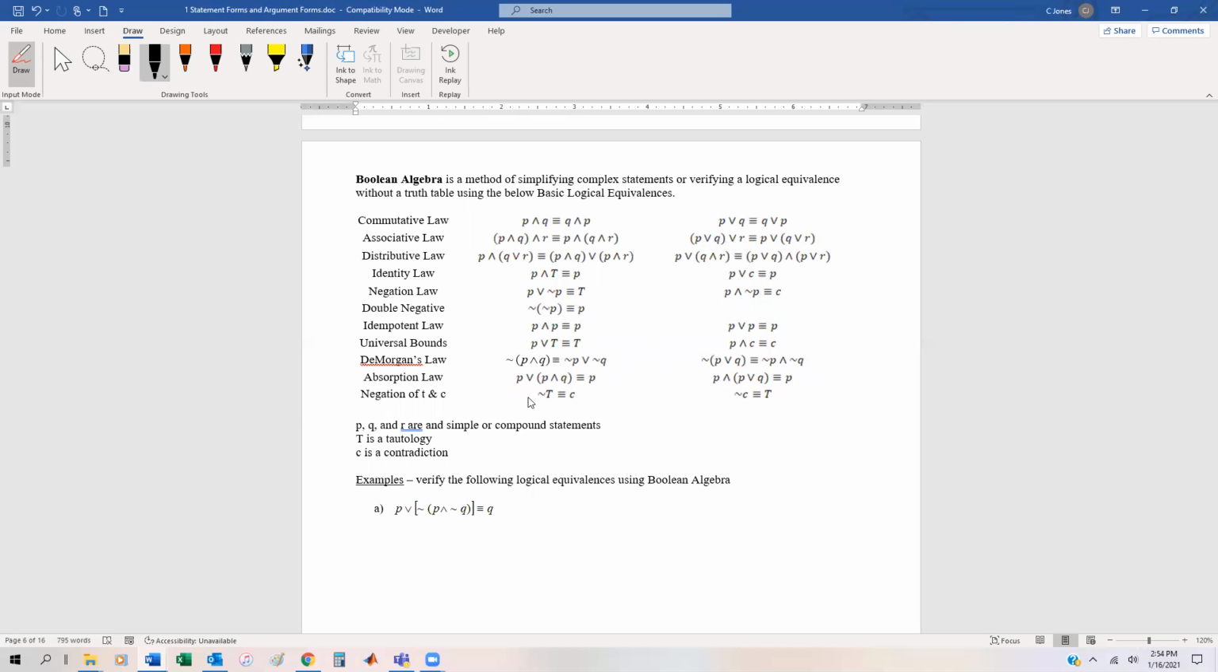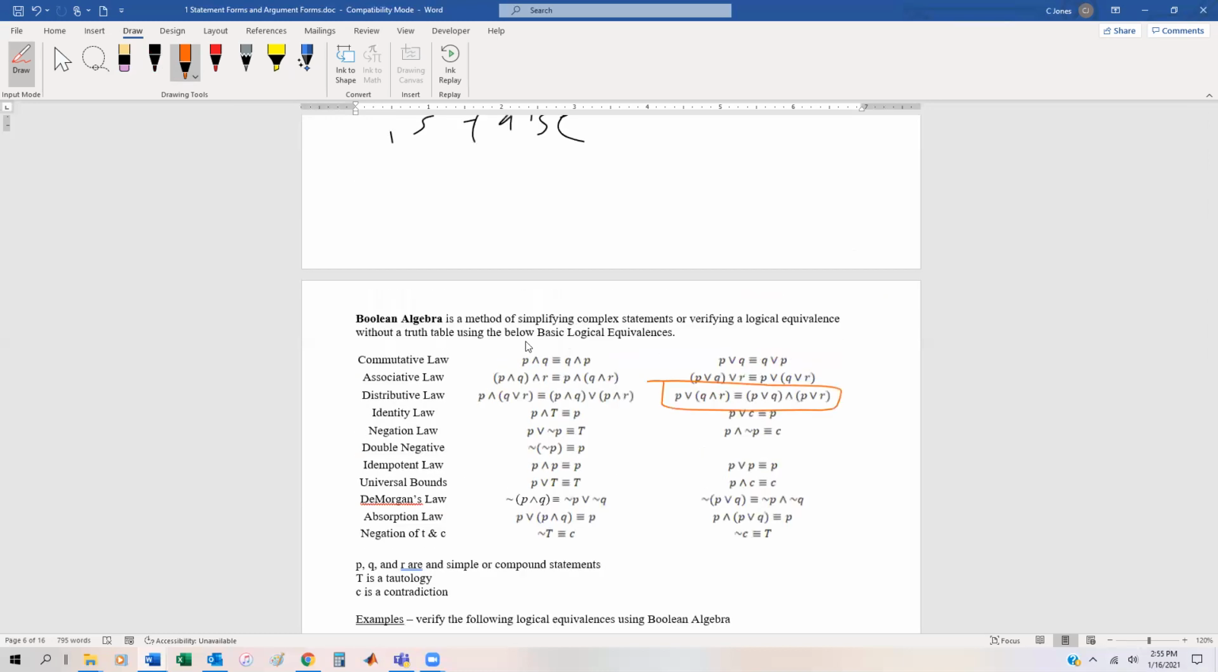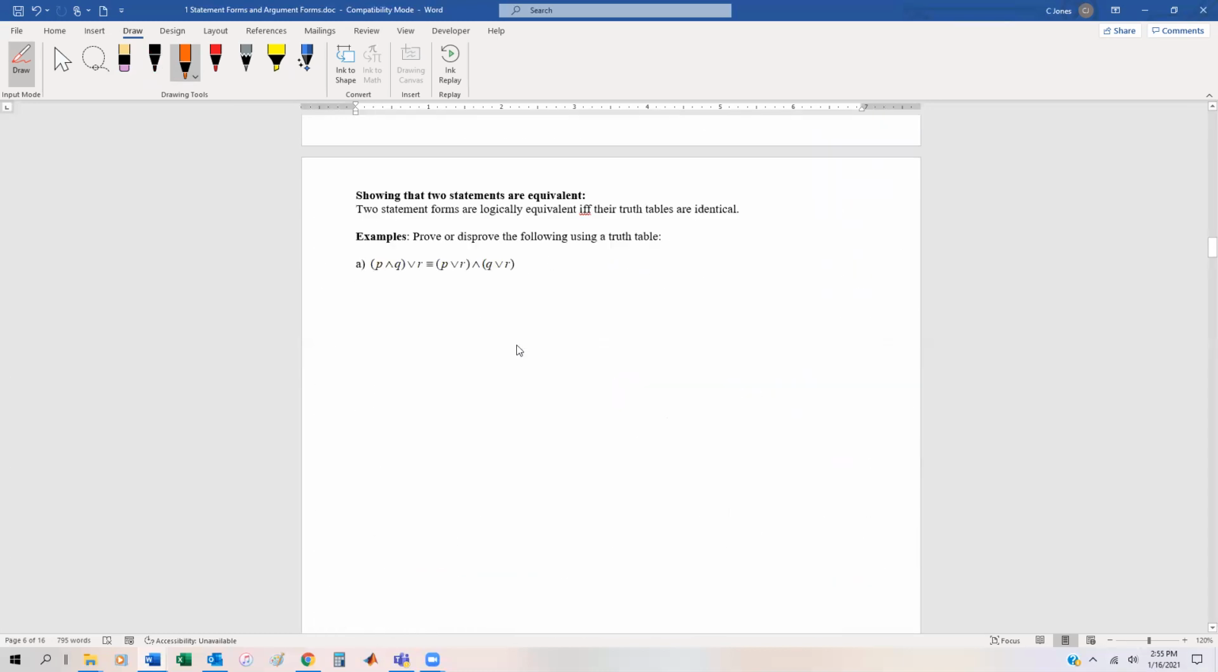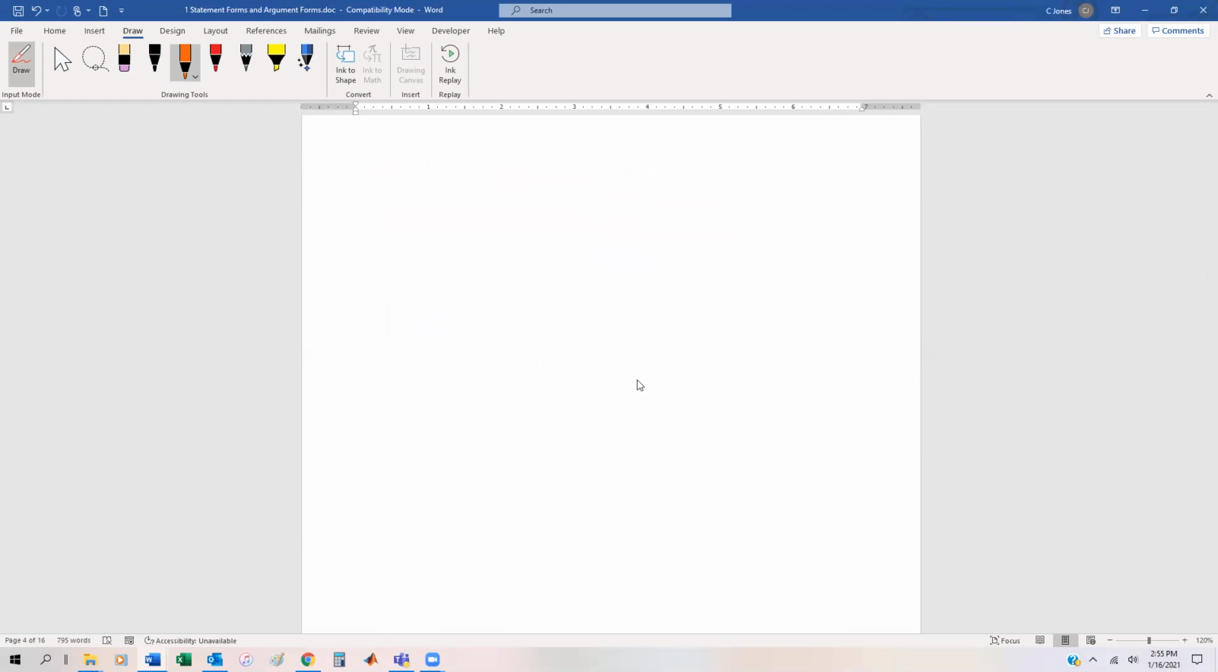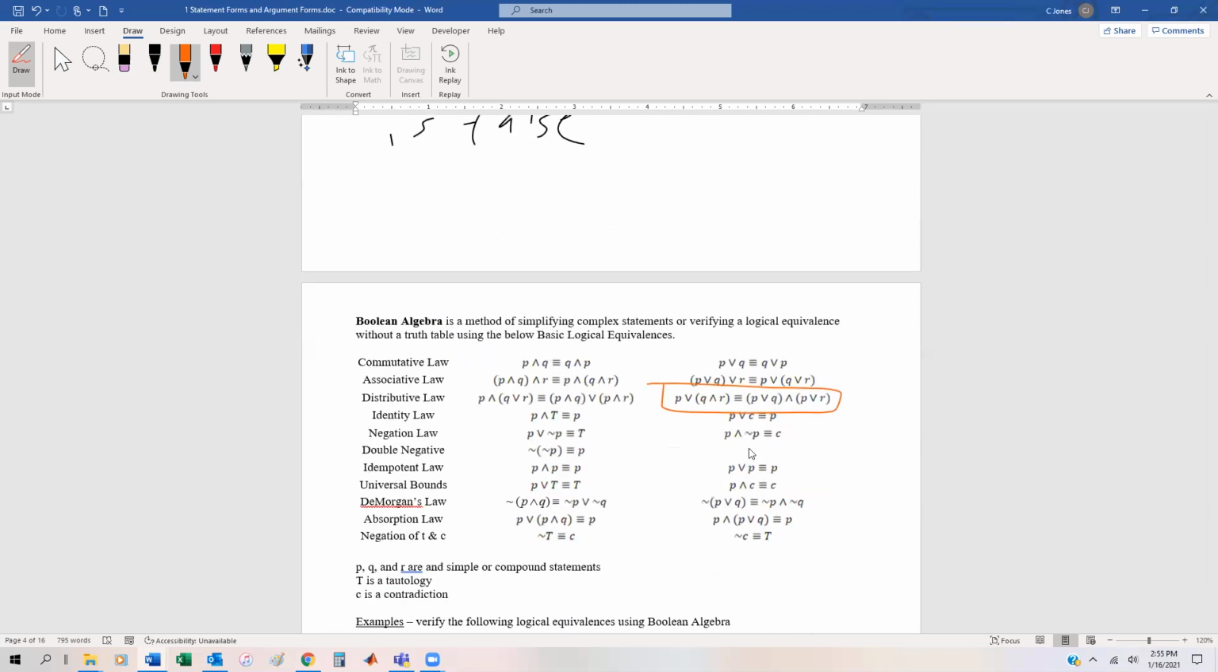All right, and how do we know these rules are true? Well, what you could do is you could verify each of these with a truth table. In fact, you might recall that P or Q and R equals P or Q and P or R. Right? So you might remember that all the way back up here, we actually showed that. Okay, so we use a truth table to verify this, all right?